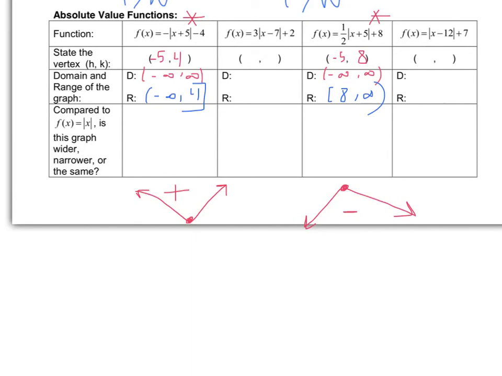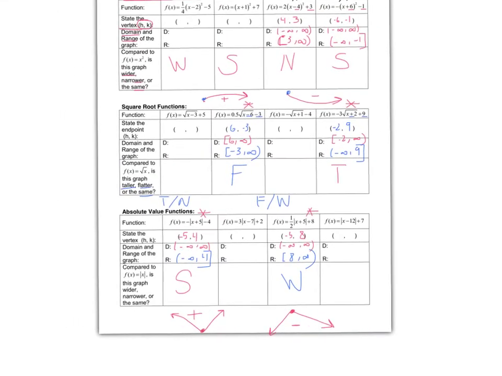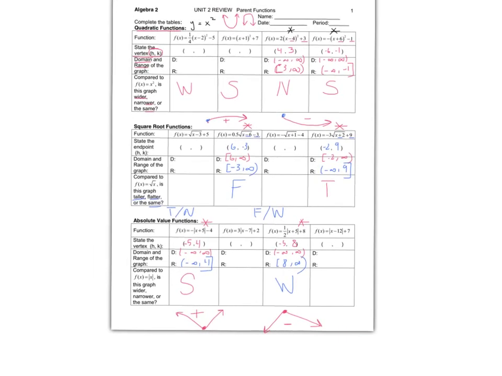Now to decide whether it's wider, narrower, or the same, you look at what number it's being multiplied by. Here, basically, it's not multiplied by anything. It's basically 1. So it's going to be the same width. This one, however, is being multiplied by a number less than 1. So it's going to be a shrink situation. So it's going to be wider. So this is how you decide the vertex, domain, range, and whether it's wider or narrower for those 3 functions.